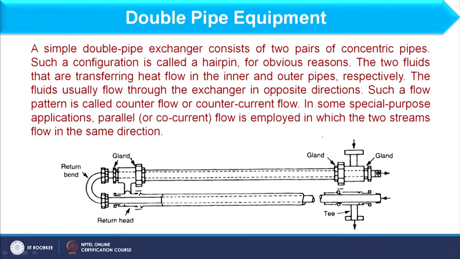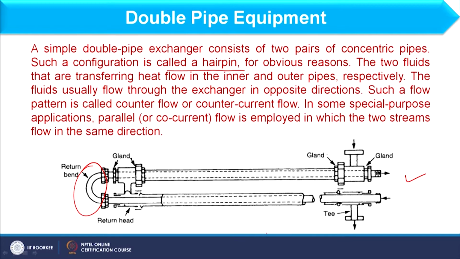So the double pipe heat exchanger, as I have also discussed previously, is the simplest type of heat exchanger, where two pipes are placed concentrically, where the lesser diameter pipe is inside the larger diameter pipe. So this is basically the simplest heat exchanger. And such a configuration is called a hairpin. Because of this return bend it is called a hairpin, and the reason is very simple, because it is completely similar to the hairpin we usually use.